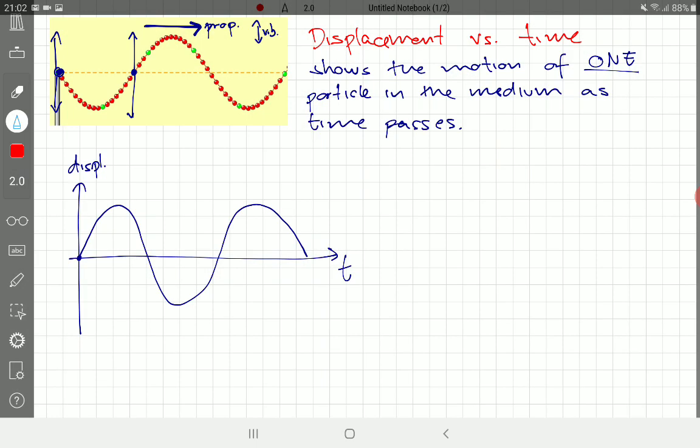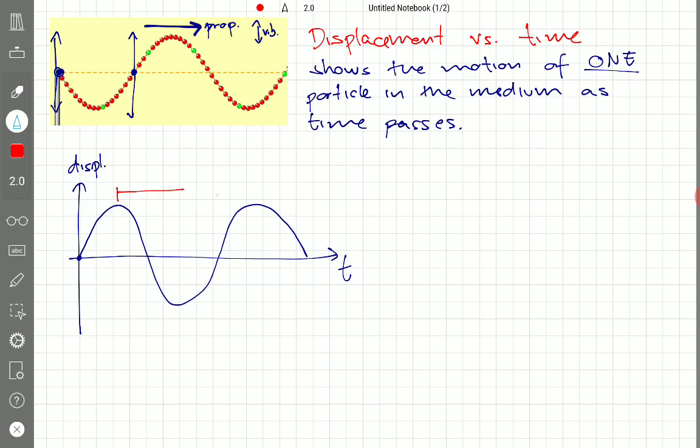Now, how do you call the distance between this point and this point? If your answer was that you call that the wavelength, you are not correct, because that horizontal axis is not showing you distance, it's showing you time. You need to remember that this graph represents how one particle moves.